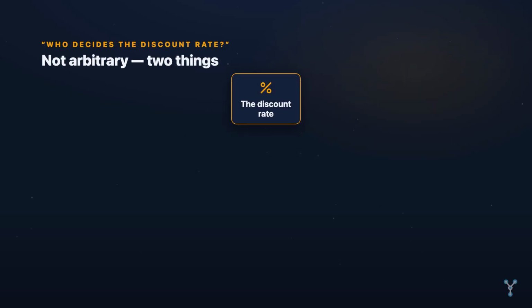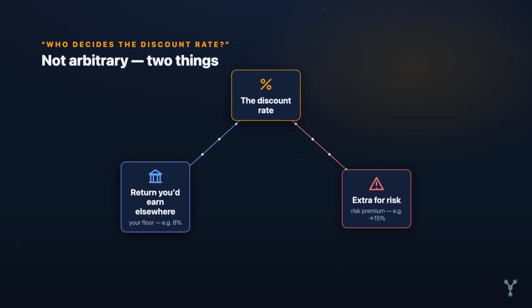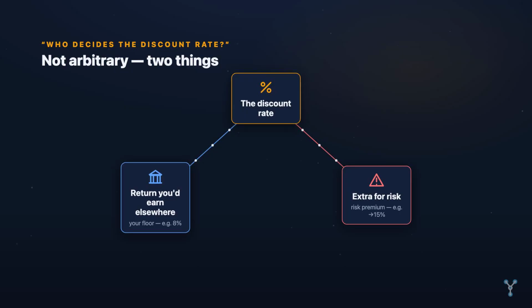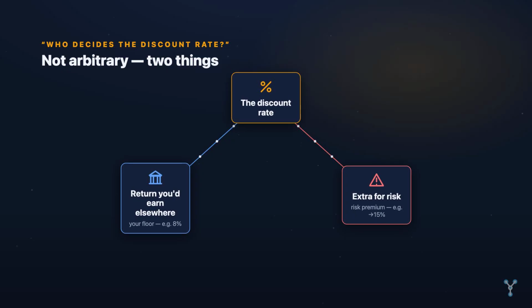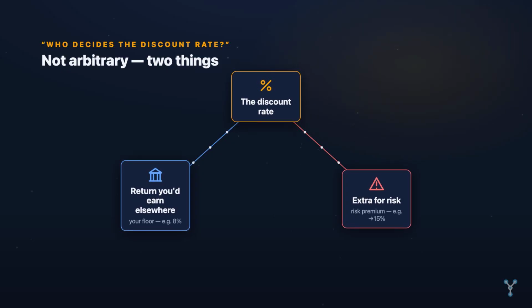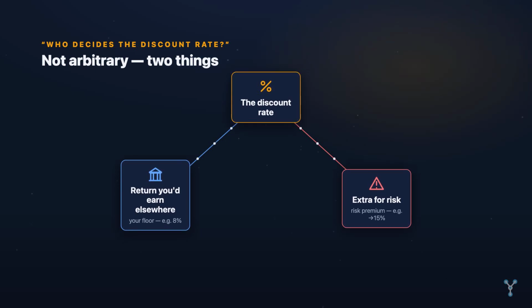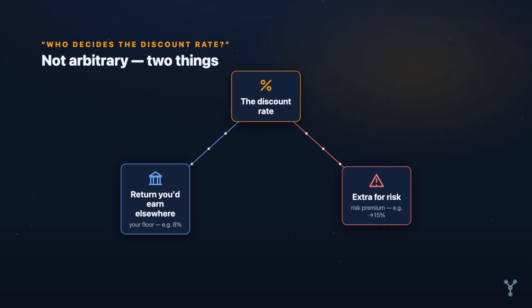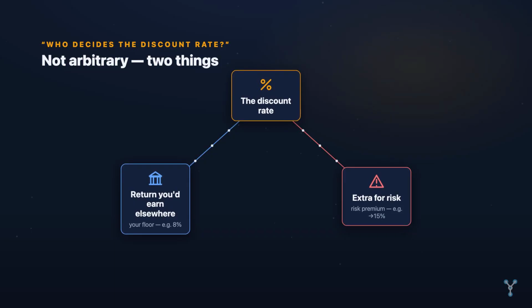Wait, who decides what the discount rate is? Is it just an opinion? It's a judgment, but not an arbitrary one. The discount rate reflects two things: how much return you could earn elsewhere and how risky this particular thing is. If safe investments pay you 8%, you won't accept less than 8% here, so 8% is your floor. Then, if this project is risky, you demand extra on top as compensation for the risk. Maybe you insist on 15%. So the discount rate is really the return you require to part with your money and put it here instead of somewhere else.